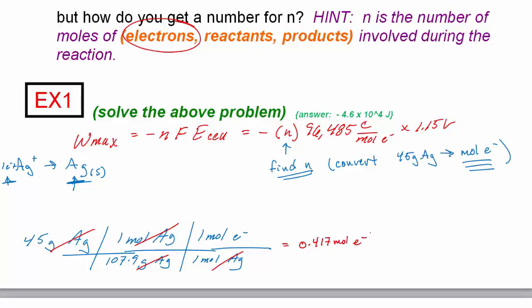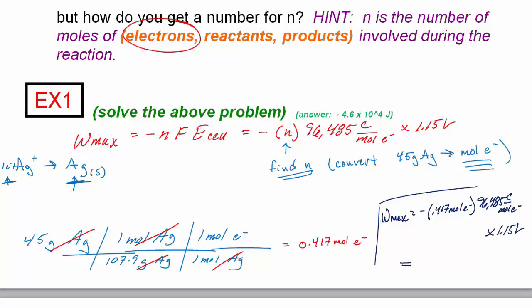So now I can find W max. My W max is going to be minus 0.417 moles of electrons times 96,485 coulombs per mole of electrons times 1.15 volts. My W max is going to be about negative 4.6 times 10 to the 4th.